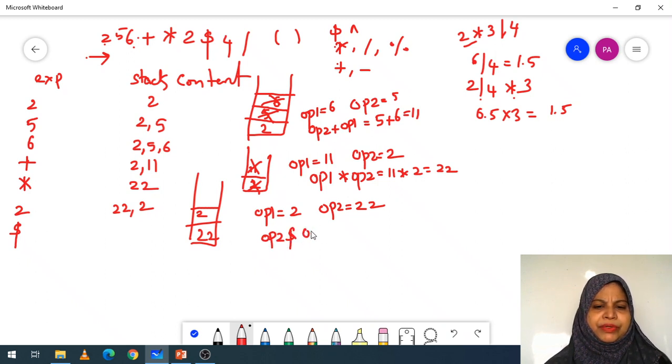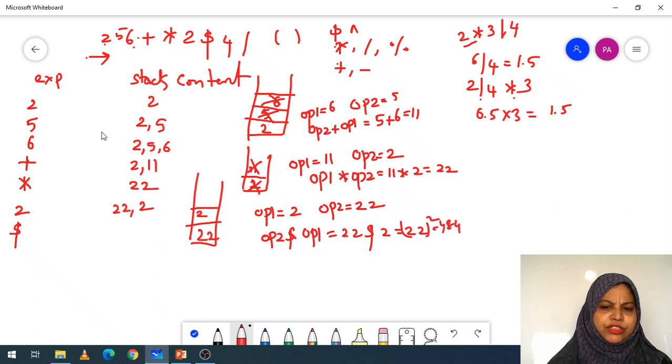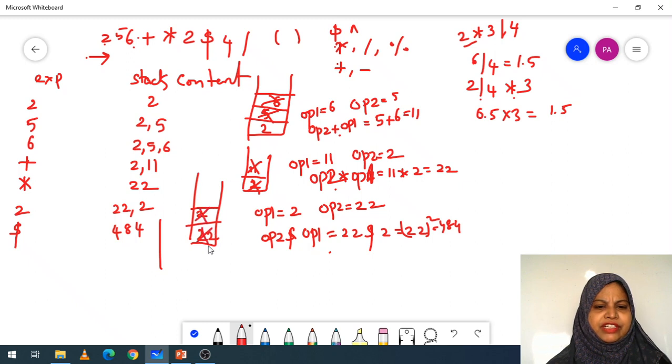OP2 dollar OP1. What is OP2? 22. 22 dollar 2, that is 22 whole square, which means 484. The answer is going to be pushed into this stack. See here, I missed this one: this is OP2 dollar OP1. We have to perform the operation on OP2 and OP1, so here 484. Already 2 and 22 are deleted. Now, the stack consists of 484.